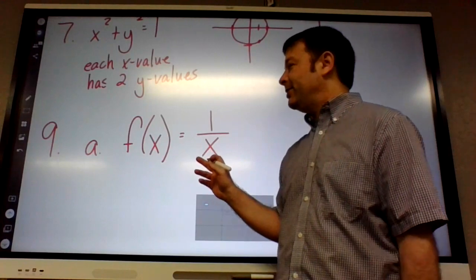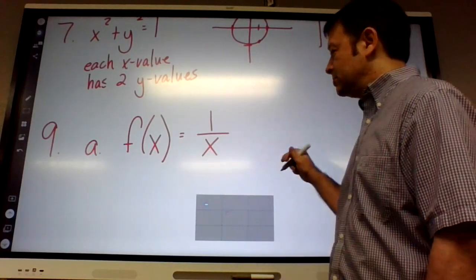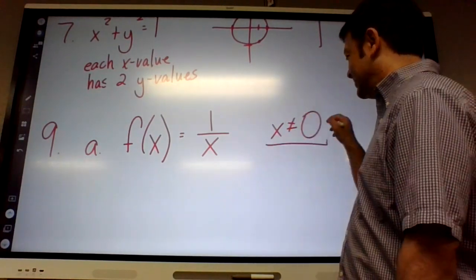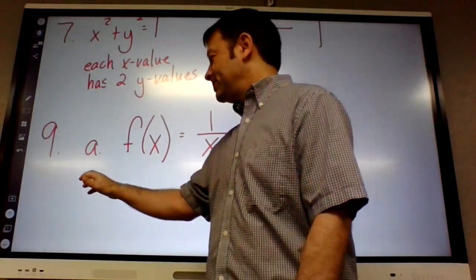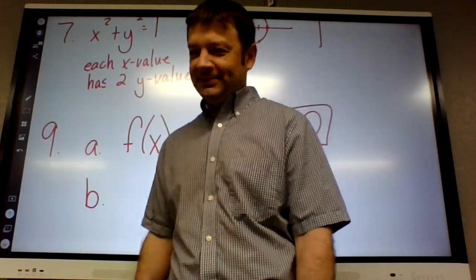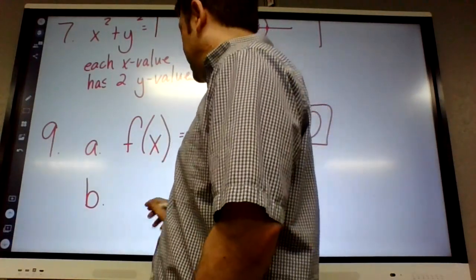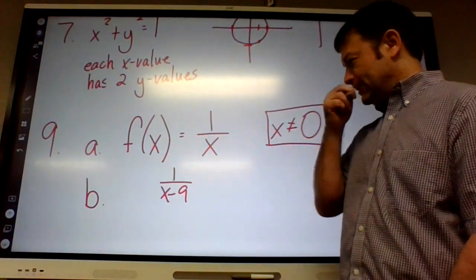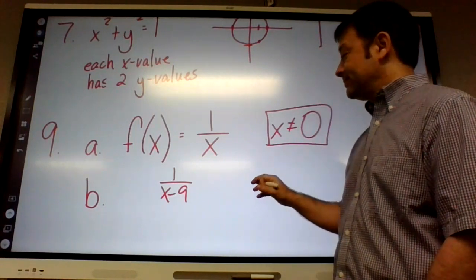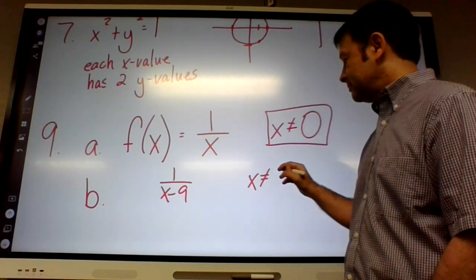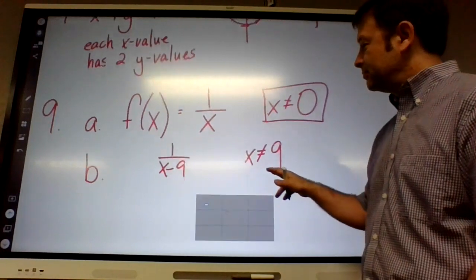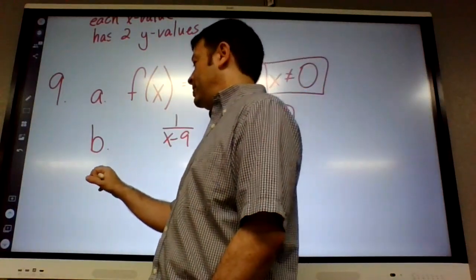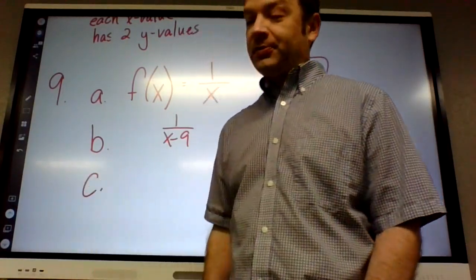So on 9a, what can x not be? 1. Oh shoot, 0. You said it with such confidence. 1. Okay. On b, it's 1 over x minus 9. So what can x not be? 9. So basically it can be every single possible number except for 9. That's what that means.